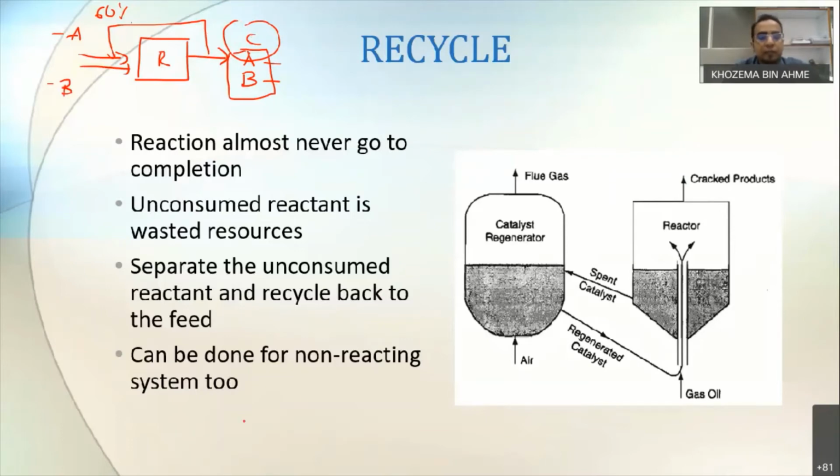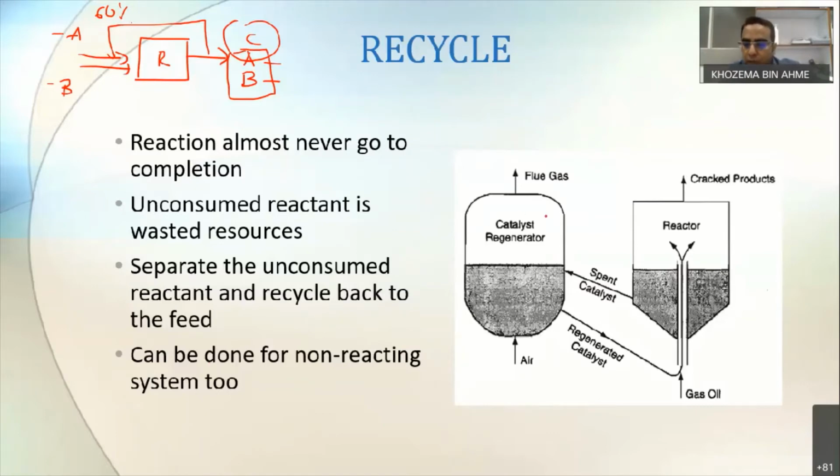The next reason why we do recycle is to separate the unconsumed reactant and recycle it back to the feed. This recycle process can also be done for a non-reactive system. It does not mean that we can only have recycle for a reactive system. We can also have recycle for a non-reactive system.